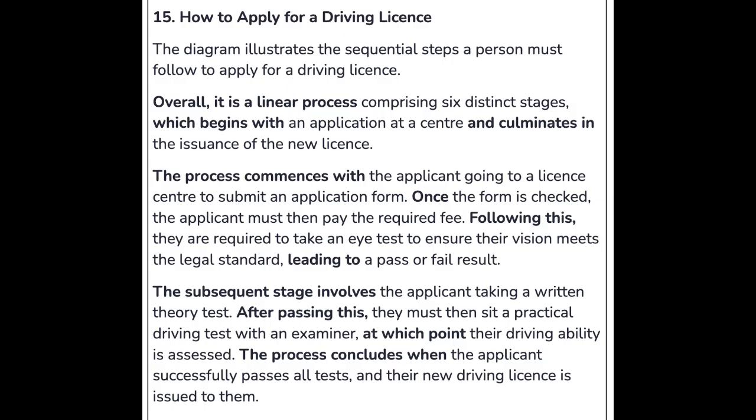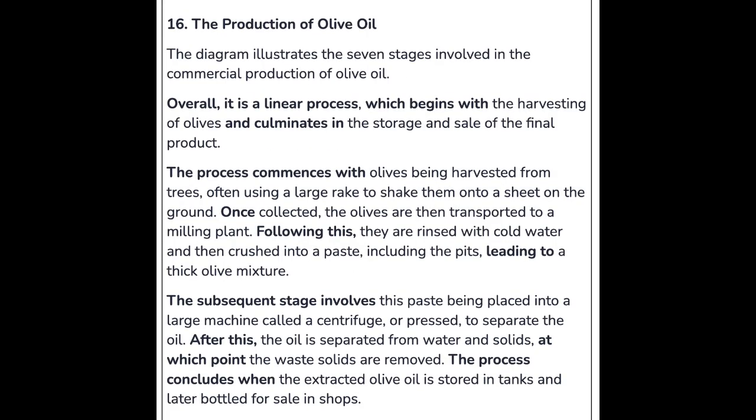The subsequent stage involves the applicant taking a written theory test. After passing this, they must then sit a practical driving test with an examiner, at which point their driving ability is assessed. The process concludes when the applicant successfully passes all tests, and their new driving license is issued to them. 16. The production of olive oil.